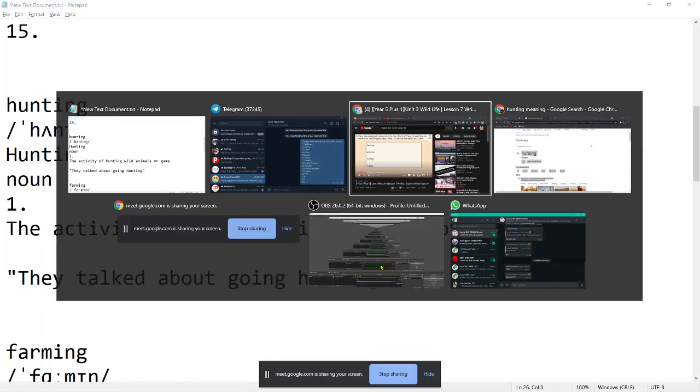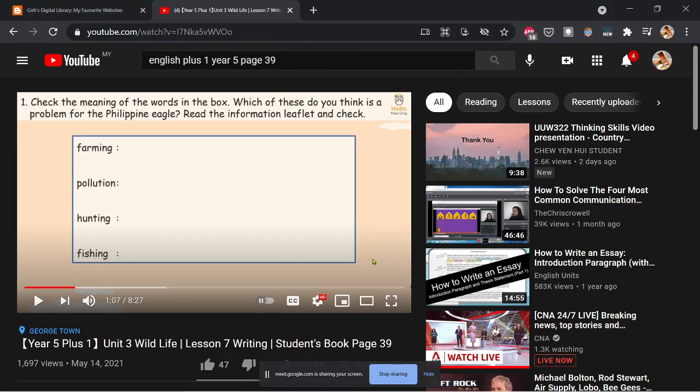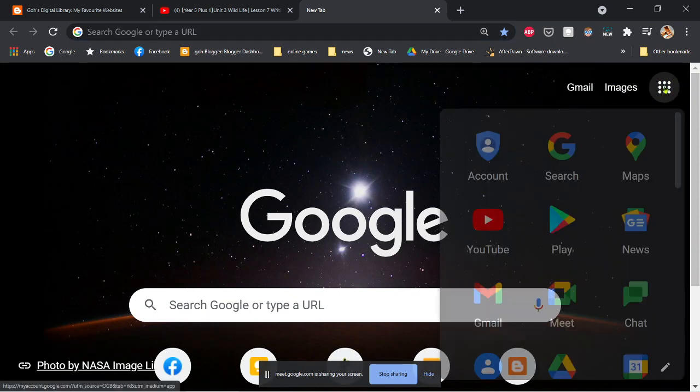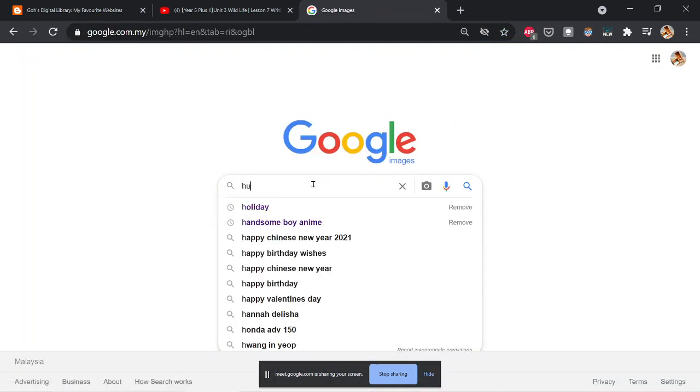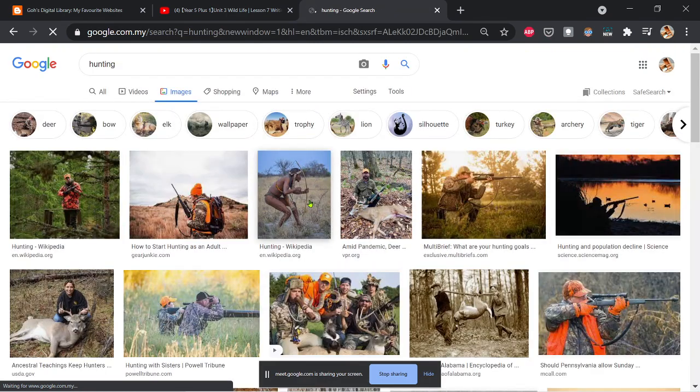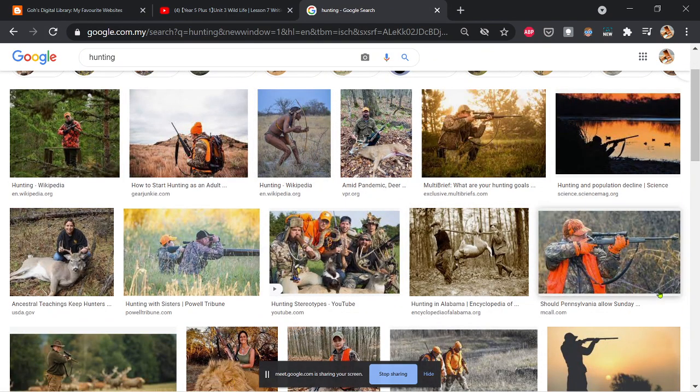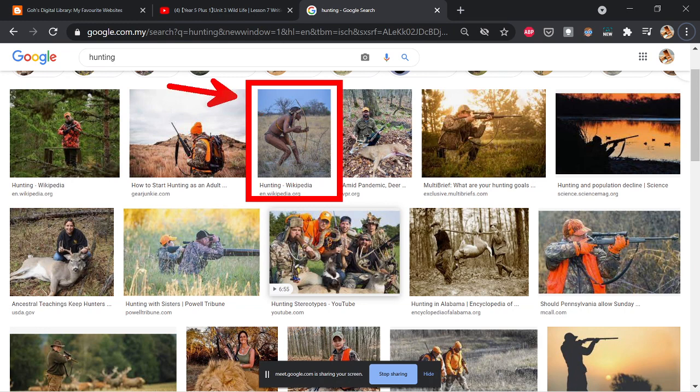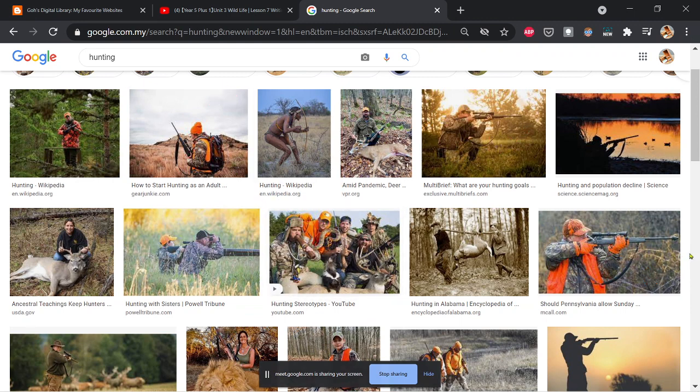Alright. Actually, you can check the picture. If you want to see the picture, you can always go to Google Image and type hunting. Then you should be able to get the pictures of hunting. See? Banyak orang memburu. This is the way the ancient people, the Africans, hunt for a living. But modern people hunt with their rifles, which is quite not good. The animals go extinct easily.